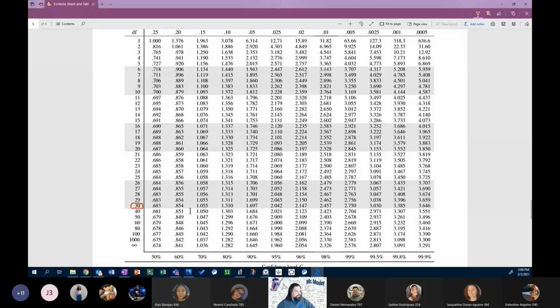So we'll use 30. And we want 90% confidence, which we'll find down here on the bottom. We're not really worrying about this top row of tail probabilities at this point. We're not using it in this chapter. Right, and so then we find the intersection of these two, which is 1.697. And so that is our t star value.